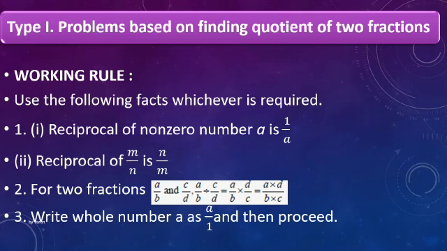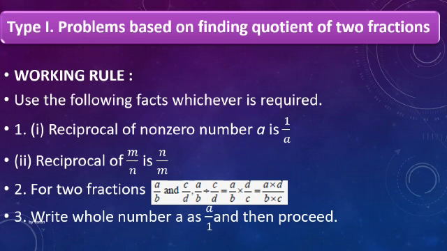Type 1. Problems based on finding the quotient of 2 fractions. Working rule. Use the following facts whichever is required. First is the reciprocal of a non-zero number A is 1 by A. We already know. Now the reciprocal of m by n is n by m.